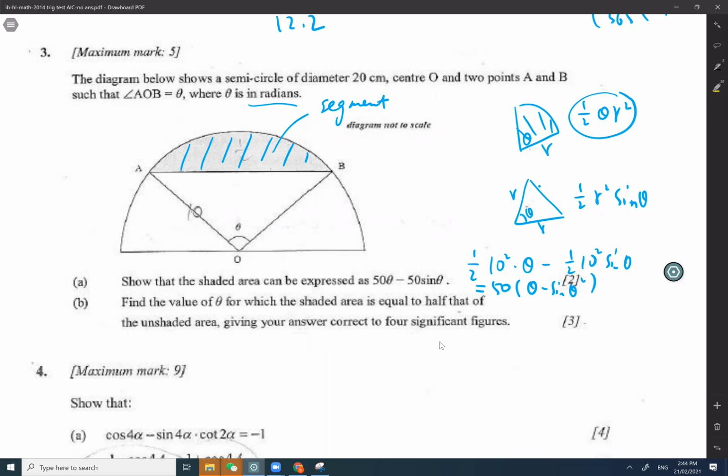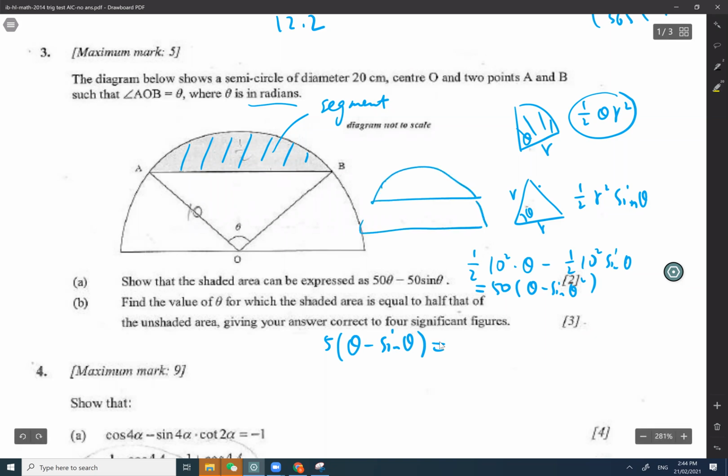The shaded area equals half of the unshaded area. So it's like if here is 2, here just 1, which means the shaded area equals a third of the total. Same as a third of the total.